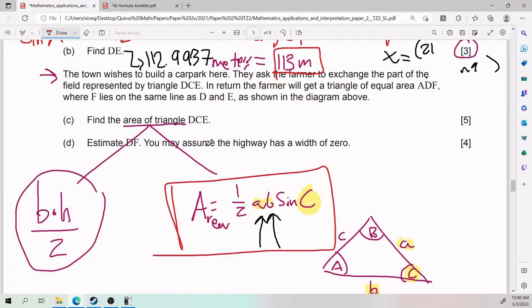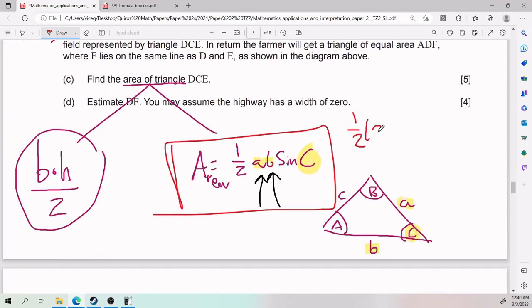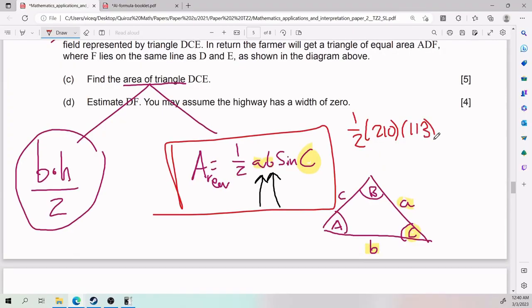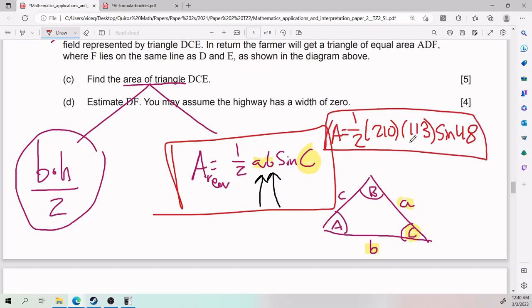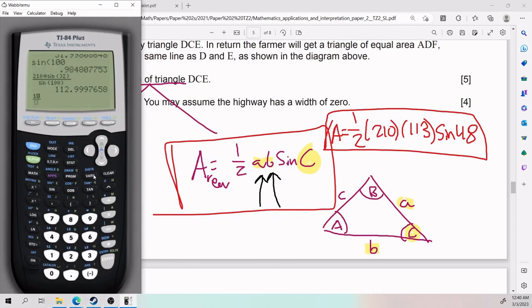So I'm going to go ahead and use that formula. We're going to have 1/2 times little a, which we said was 210, little b, which we said was 113, and big C, which we said was 48. So the area of my triangle is going to be this. This always works. You just have to be consistent with what you're plugging in. So I'm going to go to my calculator. We have 1/2 times 210 times 113 times sine 48.